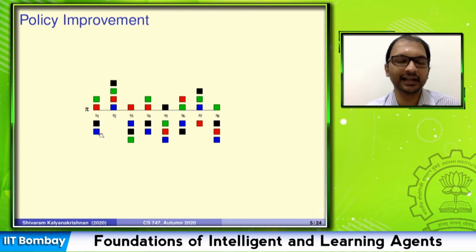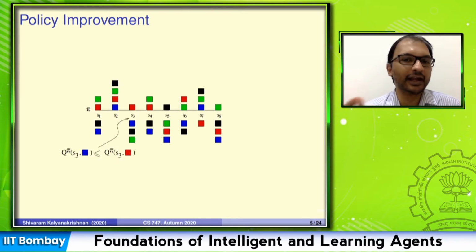Similar thing for all the other states. On what basis am I doing this? On what basis am I putting actions above and below? On the following. The reason I put, let's say, blue below red at S3 is because it so happened, let us say, that for this policy, when I calculated q pi of S3 and blue, that was no greater than q pi of S3 and red. Note that q pi of S3 and red is the same as v pi of S3, right?